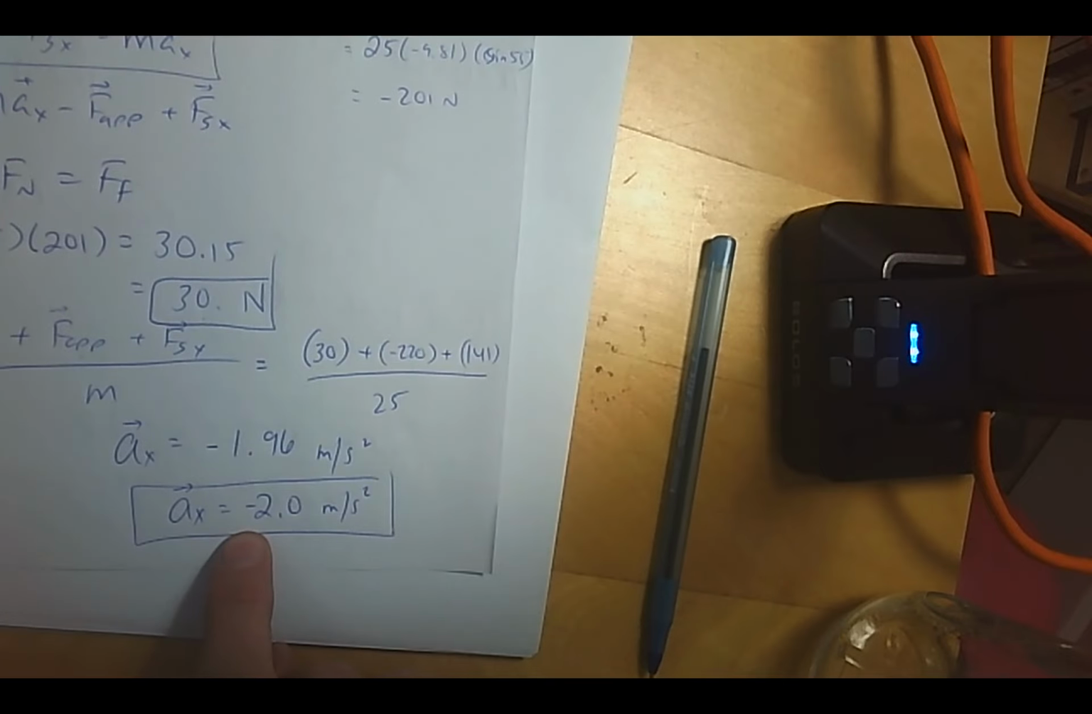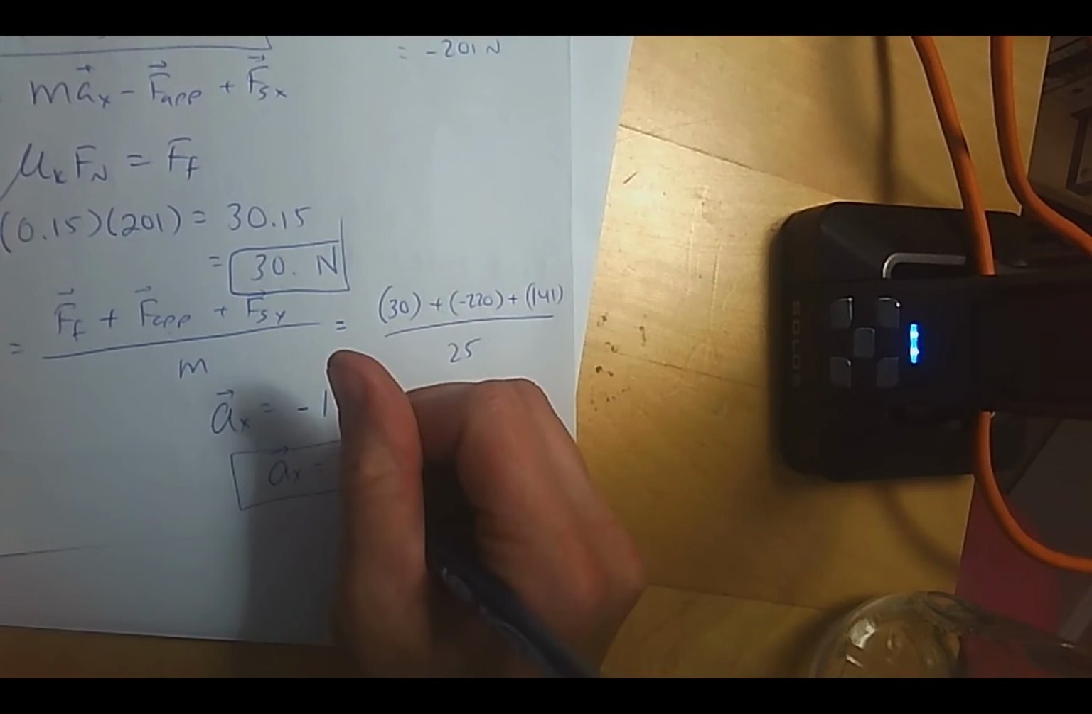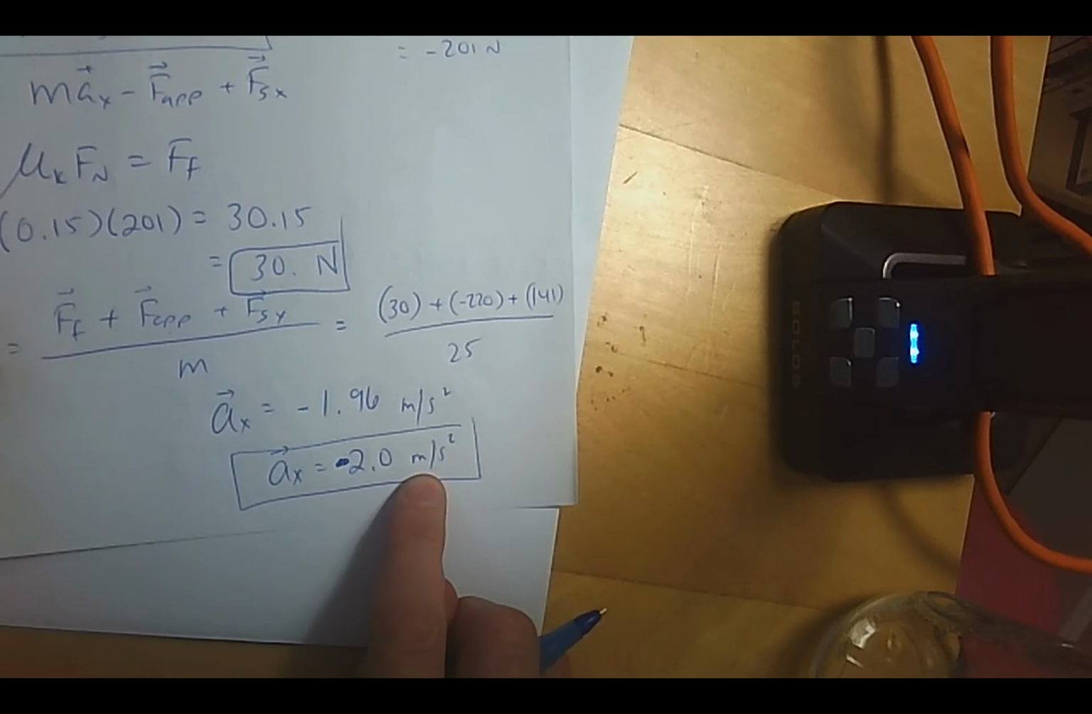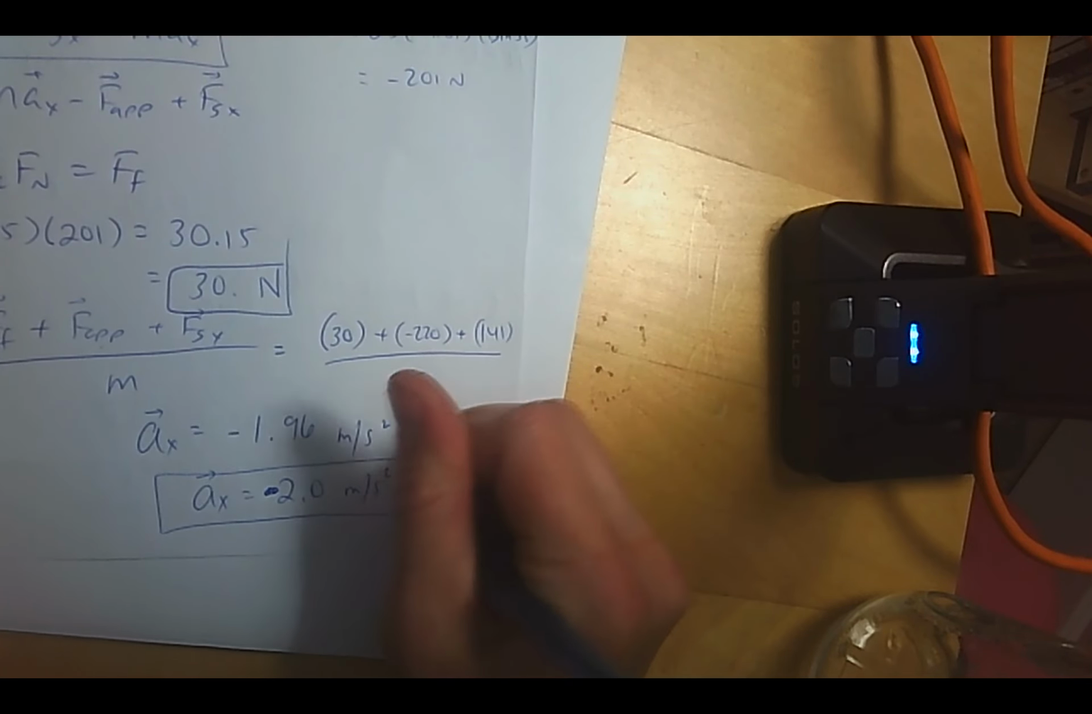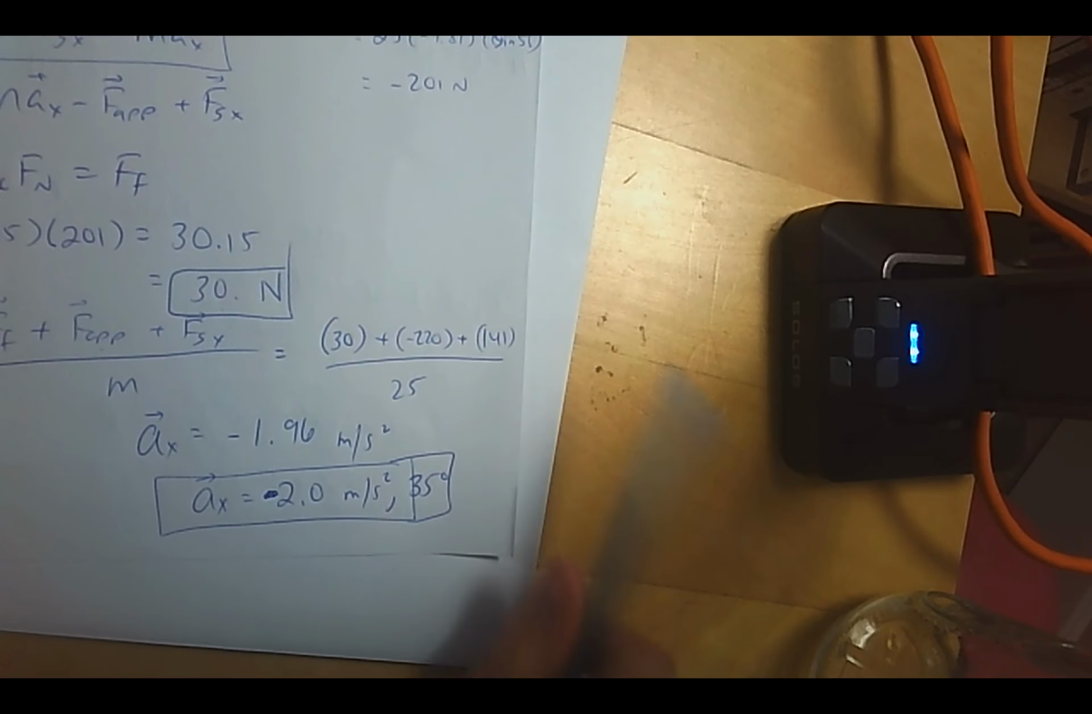It's actually up. So, you know, I got a negative sign. Negative sign usually indicates left or right. It's really 2 meters per second squared at an angle of 35 degrees, right, up from east.